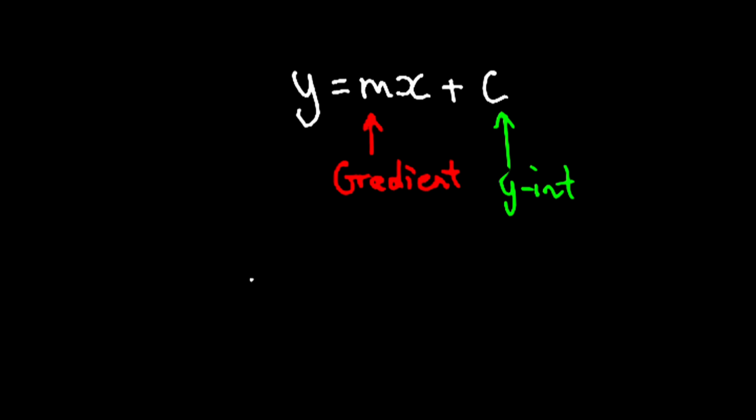Now, the gradient has this little equation right here. m is equal to rise over run. This will be useful when sketching lines later on.